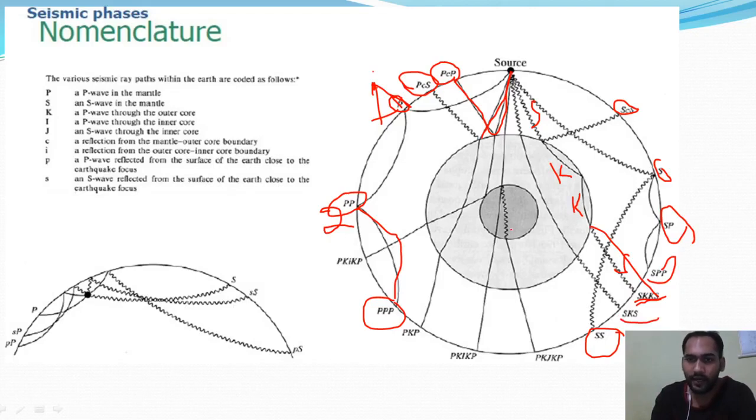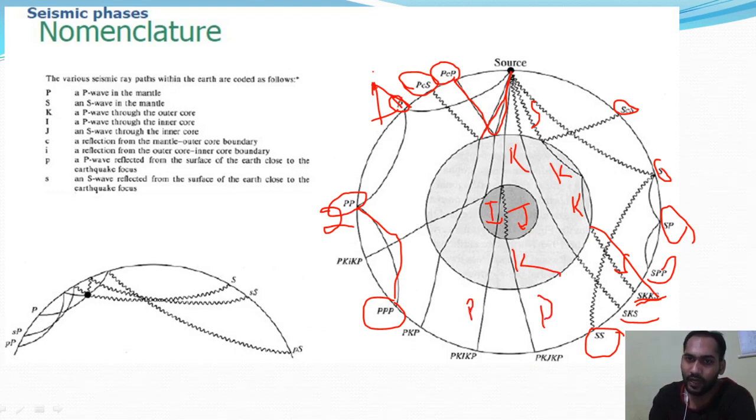S, K, S I have already told. Yes, this one I missed in the previous diagram. This is J. I told you that I will show it. So it is a P wave started from the source and travelled through the mantle as P, then in the outer core as P, so that is K, then in the inner core it can travel as P, so that will be capital I, or else it will travel as S, so that is J, and then outer core again K, then here it will be P, right? Here it will be P.